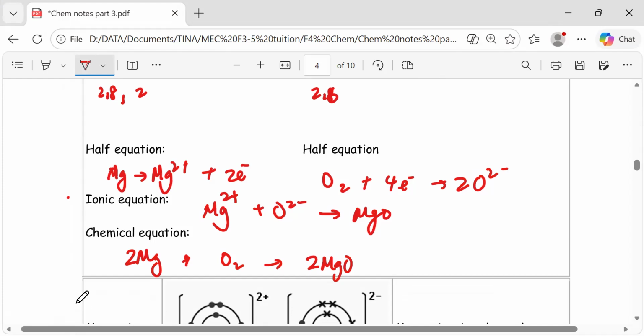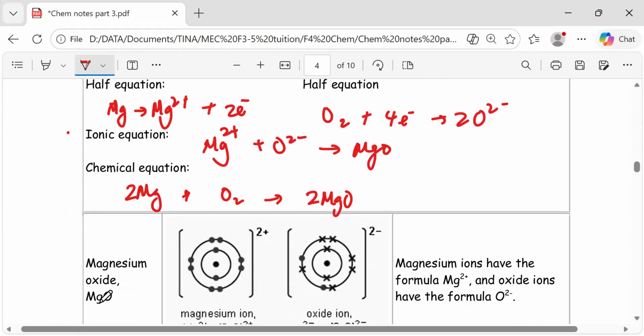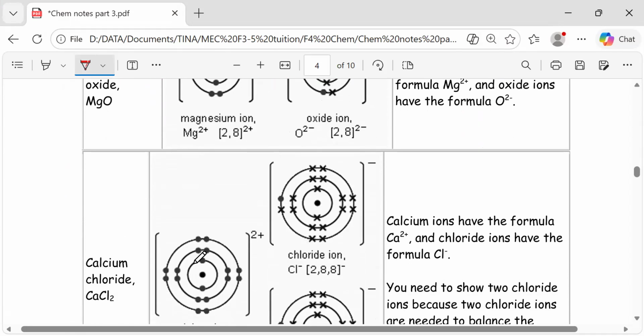Yeah? So this is how magnesium oxide looks like when you draw a dot and cross. Will you be able to draw this in exam? Yes, of course. Okay, can you understand so far?